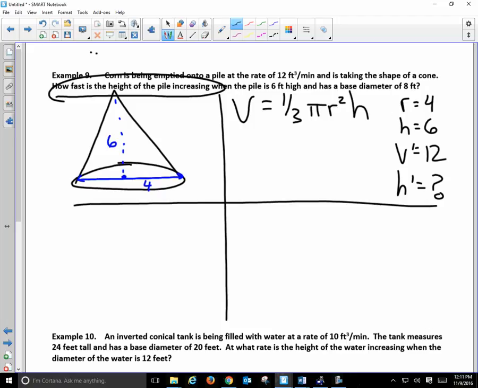So what rule would I have to use? The product rule. But this is a problem because if I use the product rule, would everybody agree that I'm going to come up with an R prime? I'm also going to come up with an H prime. It's good that we come up with an H prime. We want H prime, but we don't want the R prime because we have no idea how to find it. So what do we do?